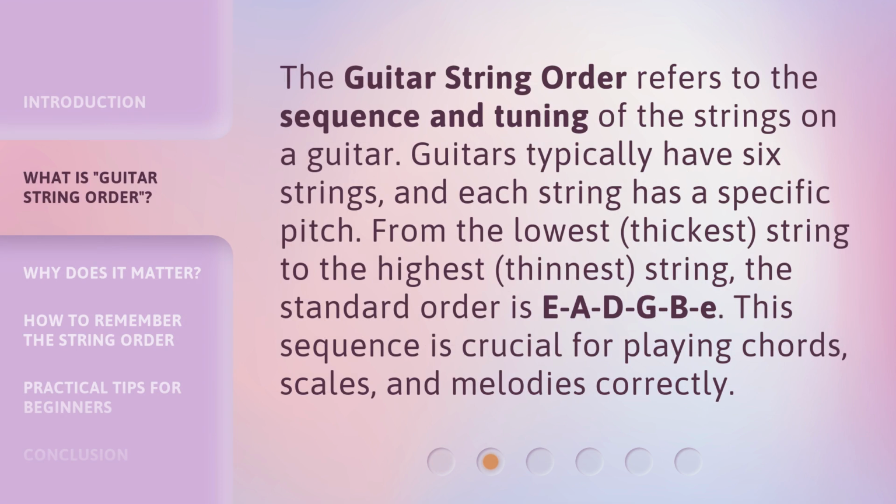The guitar string order refers to the sequence and tuning of the strings on a guitar. Guitars typically have 6 strings, and each string has a specific pitch. From the lowest, thickest string to the highest, thinnest string, the standard order is E-A-D-G-B-E. This sequence is crucial for playing chords, scales, and melodies correctly.